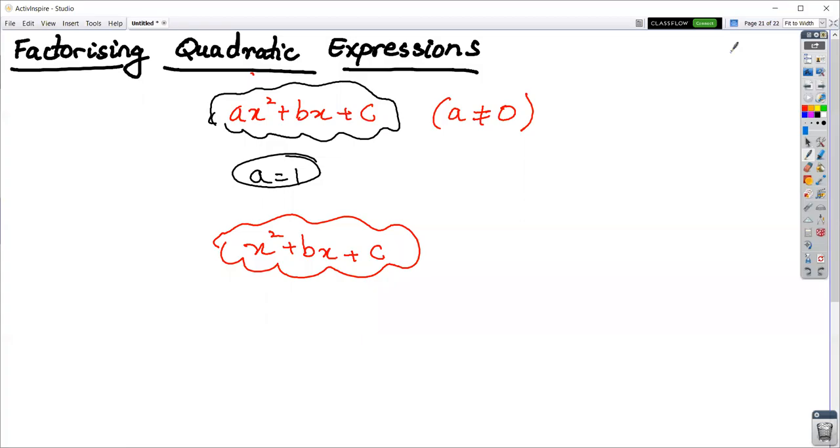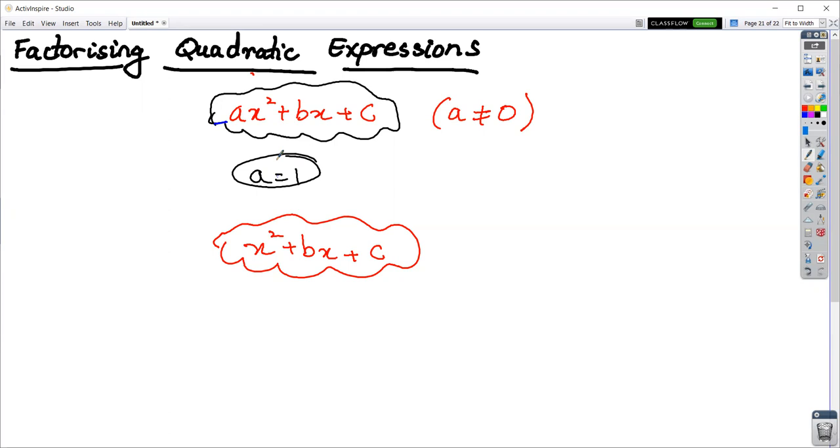Hi there, today in this video we are learning how to factorize quadratic expressions. The general form of a quadratic expression is ax squared plus bx plus c, where a cannot be equal to 0. The reason for saying a cannot be equal to 0 is that otherwise this quadratic expression will change into the linear form. In this video, we are looking at all the examples where we have a quadratic expression with a equals 1.